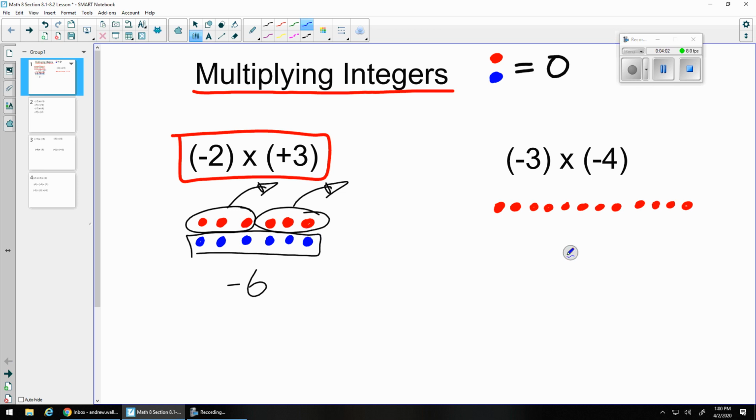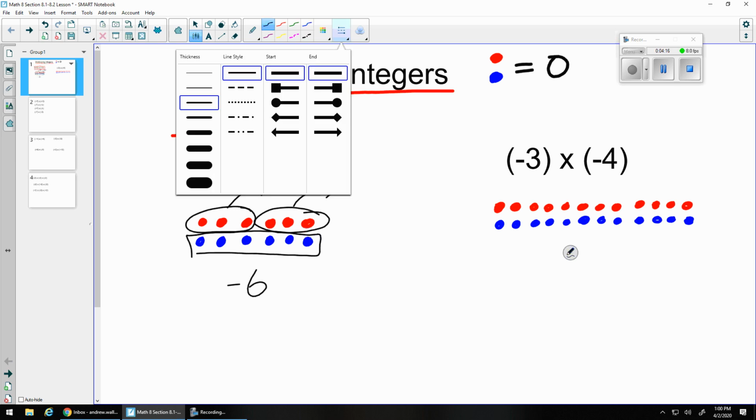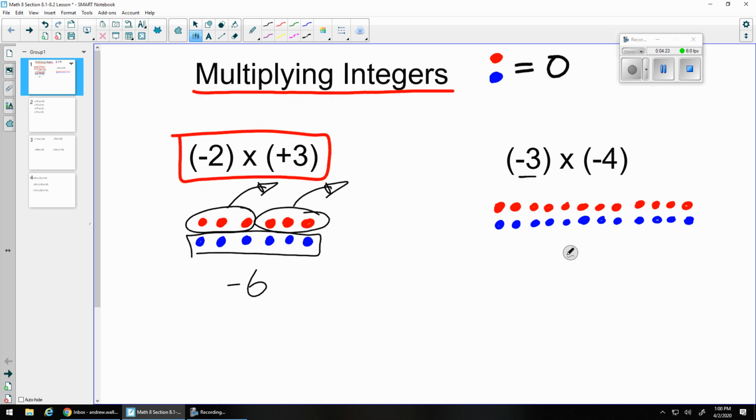And using our blue as well, 1, 2, 3, 4, 5, 6, 7, 8, 9, 10, 11, 12. Okay, so there's 12 there. And now we are able to remove 3 groups. Since we're removing 3 groups, it's like the -3 groups. We're going to remove 3 groups of -4 this time. So I'm removing 1 group of -4. I'm removing 2 groups of -4. I'm removing 3 groups of -4.